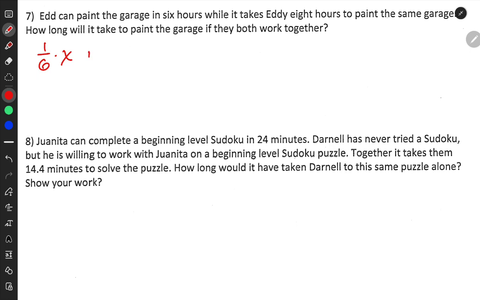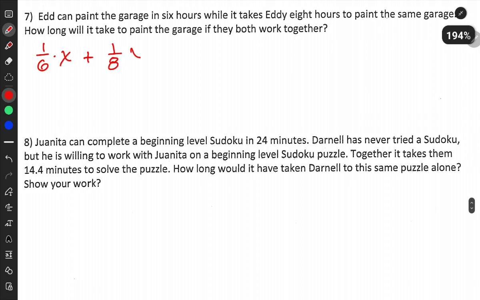What we're going to do is bring Eddie in. He can do the job in 8 hours. So that means every single hour he can complete 1/8 of the job. Now, working together, this is how much they're getting combined each hour. We could just keep looking at it. Now, what's the job? The job is to get one garage painted, so we just want to see when these two numbers become the number one.